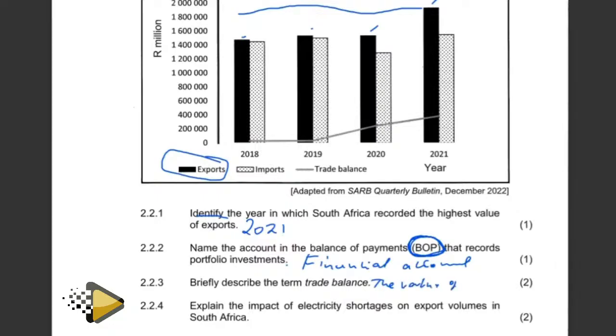of the exported goods, plus gold exports, less the value of the imported goods.